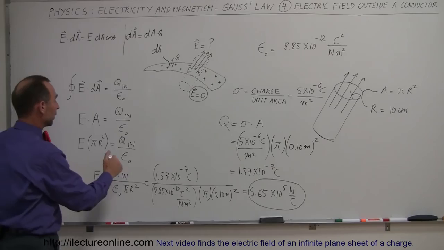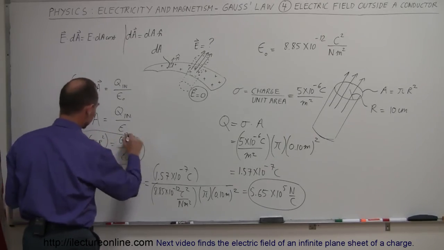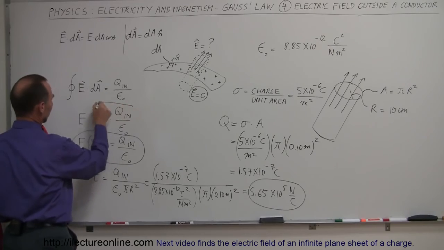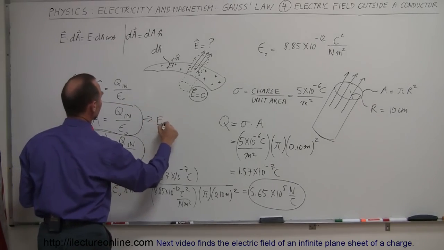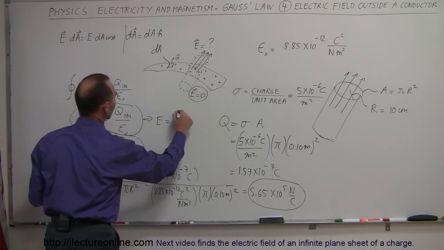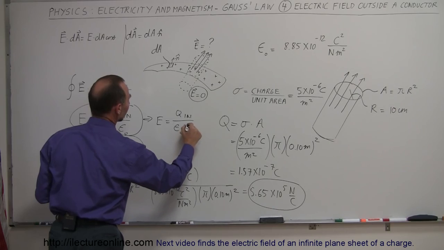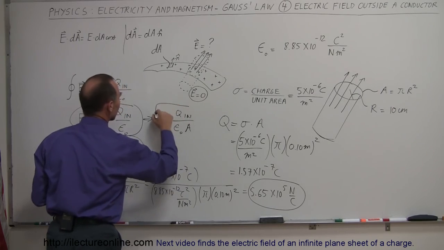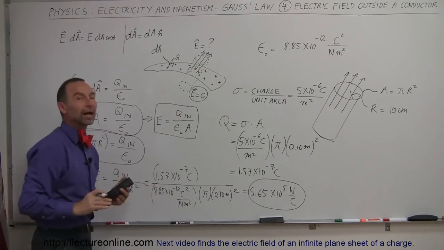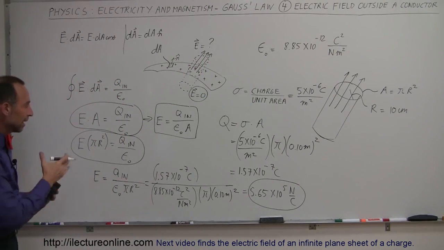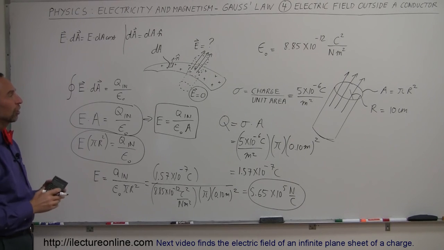So basically, if you want to think of this in general terms, if we take this equation right here, we could then simply state that the electric field just outside a conductor is equal to the Q inside your Gaussian surface divided by epsilon sub naught divided by the area that's perpendicular to the surface from your Gaussian surface. And that's how you would find the electric field strength just outside a charged conductor surface.